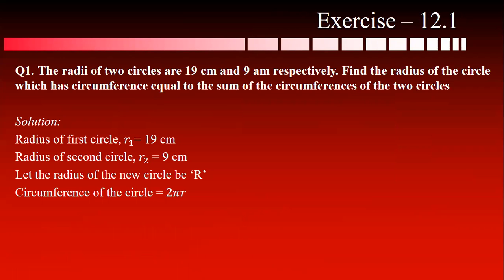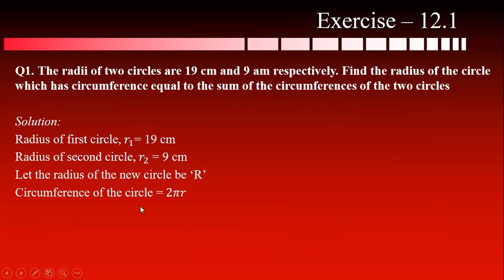Now, based on this basic information, we'll just start with exercise 12.1, easy one. So first question, the radii of two circles are 19 centimeter and 9 centimeter respectively. Find the radius of the circle which has circumference equal to the sum of the circumferences of the two circles. So first we'll take the radius of the first circle R1 as 19 and radius of the second circle R2 as 9.